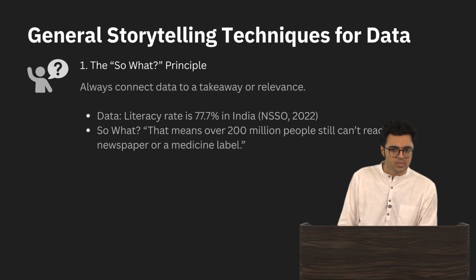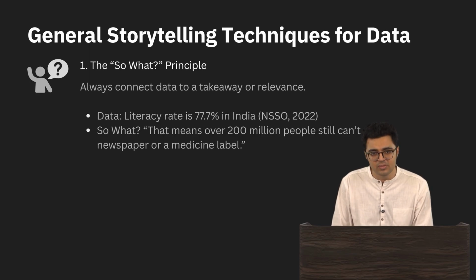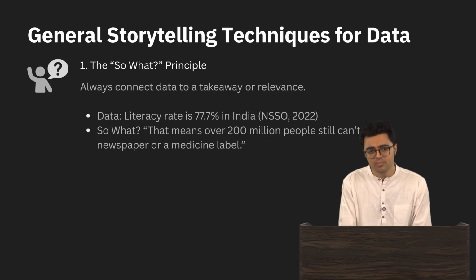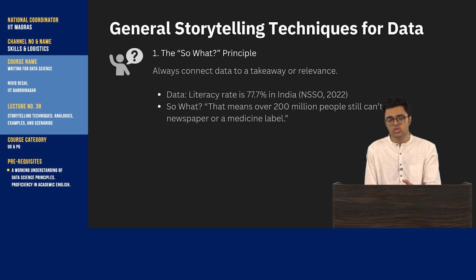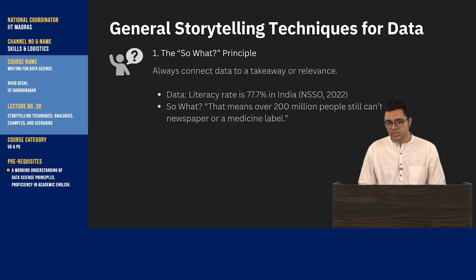So, for example, if the data suggests that the literacy rate is 77.7% in India, the so what question can be answered with: that means over 200 million people still can't read a newspaper or a medicine label. That is the magnitude of this statistic. That is how you can draw a cautionary story from a statistic that does not let out more context. If you build more context, it will turn into a cautionary tale. That is how you can answer the so what question.